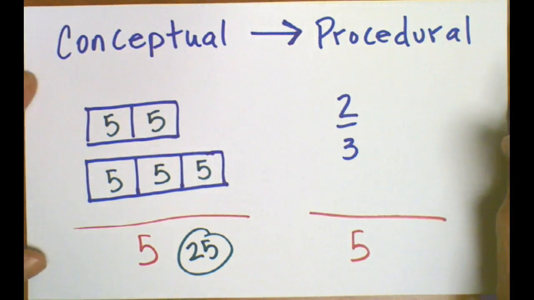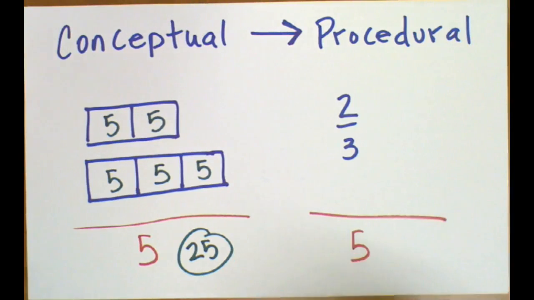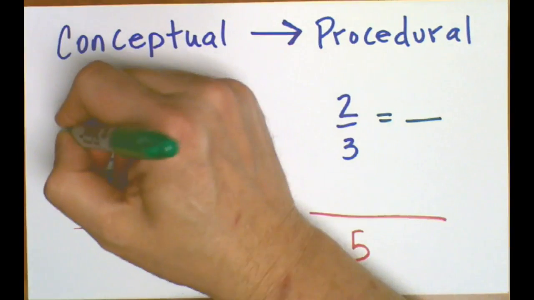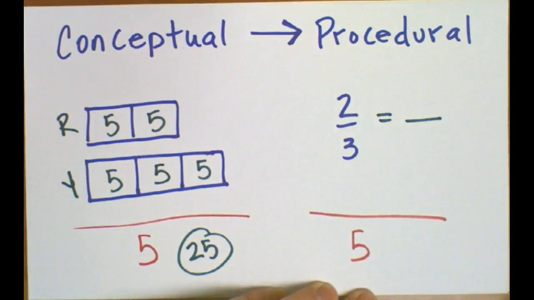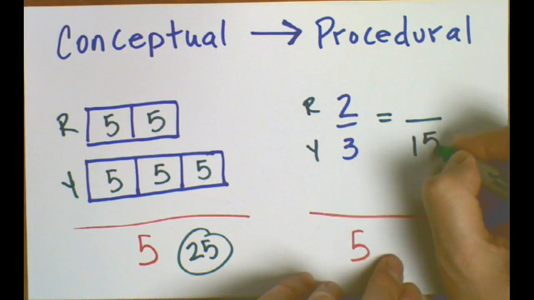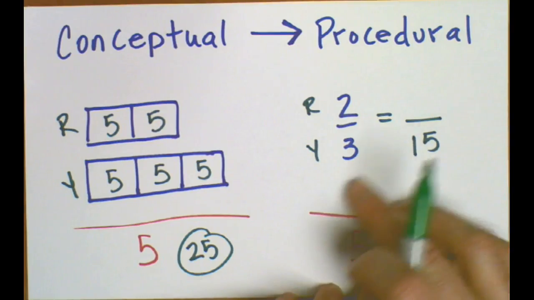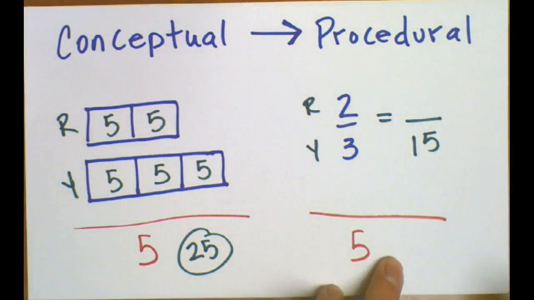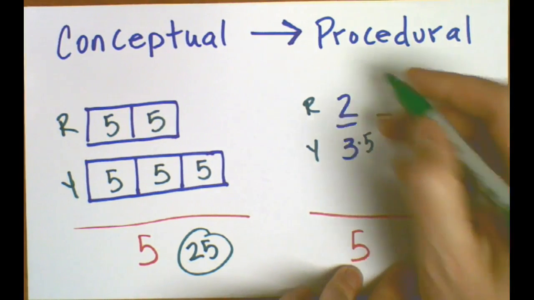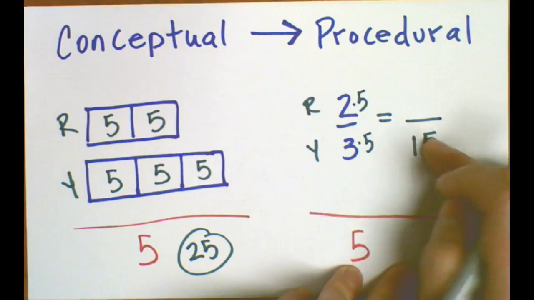But when we switch over to the procedural side, where we're getting away from the visuals and looking more at an algorithmic approach, so we have 2 to 3, and let's go ahead and label them. So we said it was 2 red to 3 yellow, and we said there were 15 total. So what they're going to see here is, I need to make an equivalent ratio, so they can hopefully draw back to their understanding of equivalent fractions. So 3 times 5 is what would give me 15. So 2 times 5 is what would give me 10.